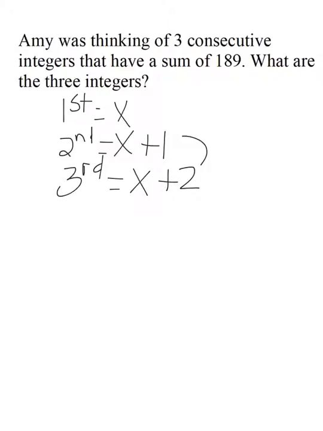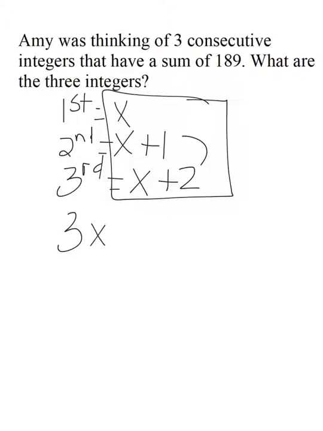Now, the sum of those means every one of these needs to be added together. So when I add those x's together, I've got 3 x's. Whenever I add those constants of 1 and 2 together, I have a total of 3. So I've done the sum of my 3 expressions, and I know that they equal 189.